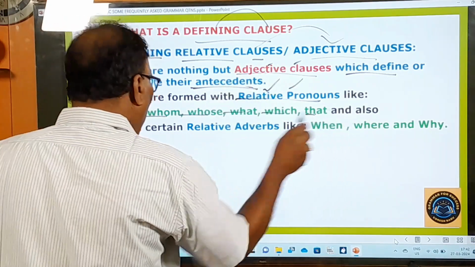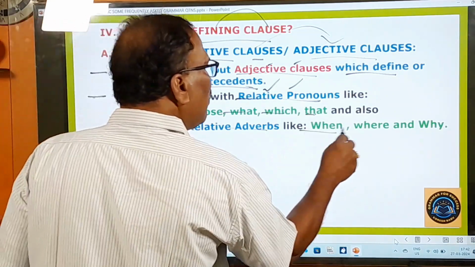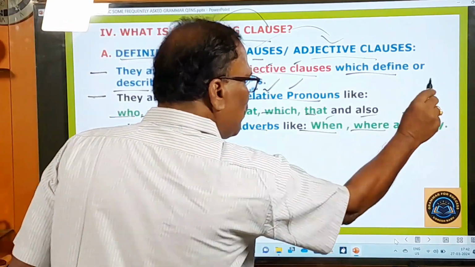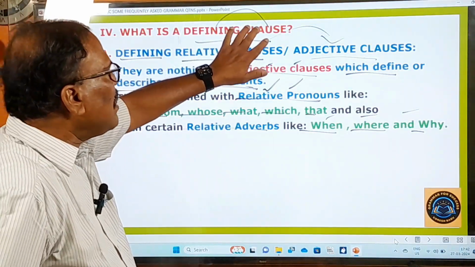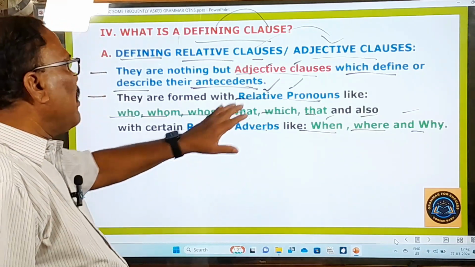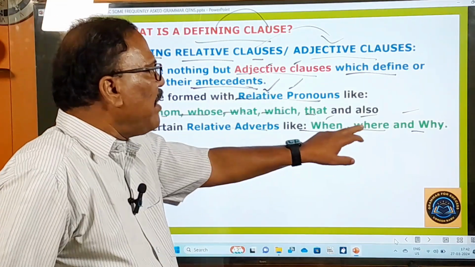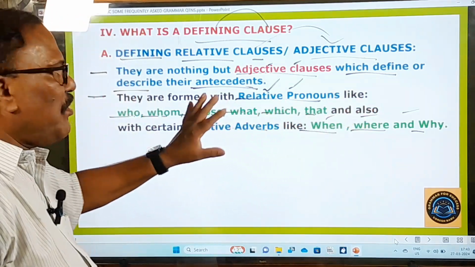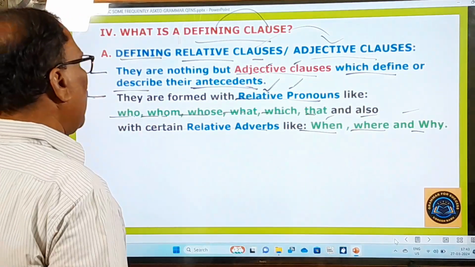And also certain relative adverbs are there. So what are they? When, where, why. Please keep these three things in your mind. That means defining clauses or adjective clauses are formed only with the relative pronouns who, whom, whose, what, which, and the relative adverbs when, where, why. So these are the three adverbs. Okay, and now let us look at the examples.